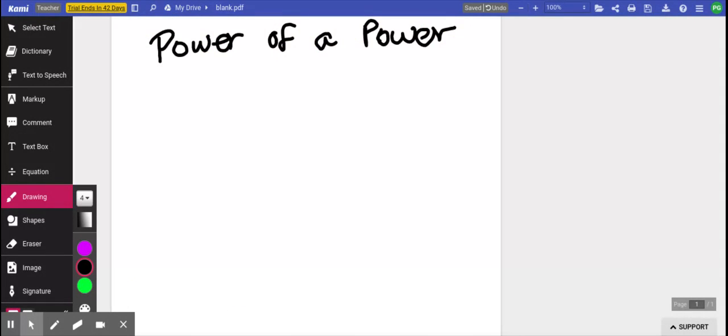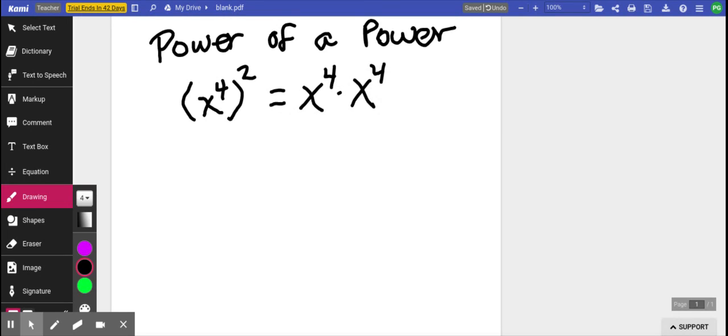We might run into a situation where we would have a power, x to the 4th, being raised to an exponent. And what that means is we're going to take that base of x to the 4th times itself, however many times the exponent tells us. So in this situation, x to the 4th squared equals x to the 8th. There's a pattern that's going to happen here each time.